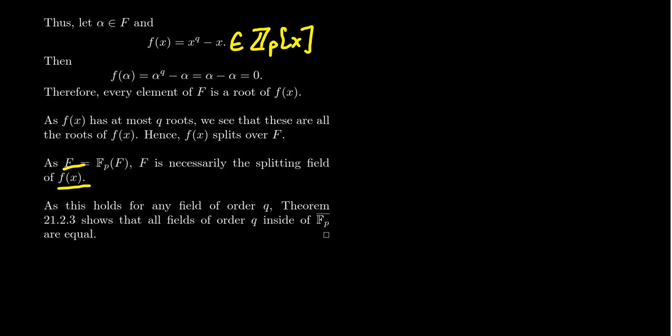And so, as this holds for any field of order q, the previous theorem that we have proven in this lecture series, which we numbered 21.2.3, which told us that splitting fields exist and are unique in a fixed algebraic closure, finishes the proof. It shows us that all finite fields are unique up to isomorphism, not even isomorphism, they're unique up to equality inside of an algebraic closure. Now, if you have different algebraic closures, those will be isomorphic to each other, and the resulting splitting fields in them will be isomorphic to each other. So this gives us the result we're looking for, that all finite fields of the same order are in fact isomorphic to each other.